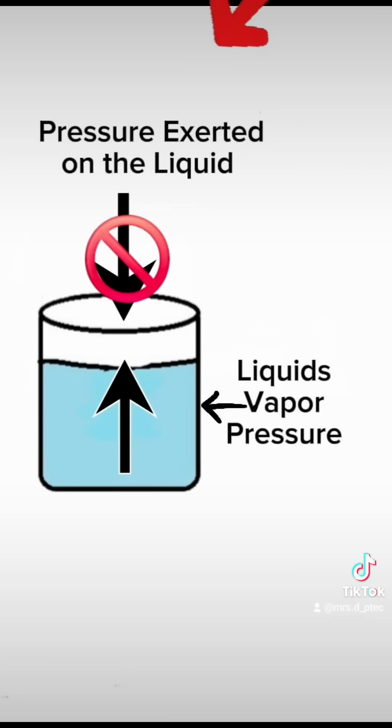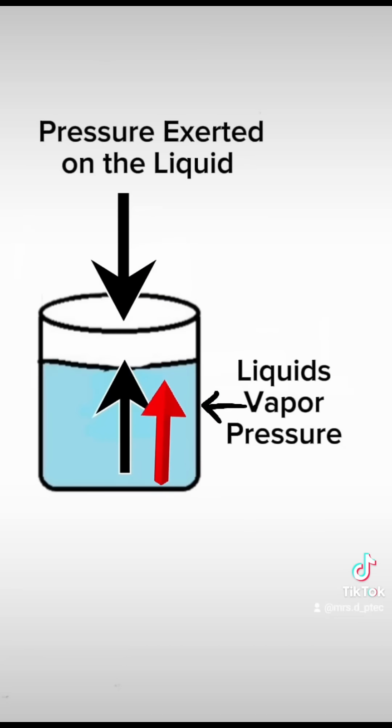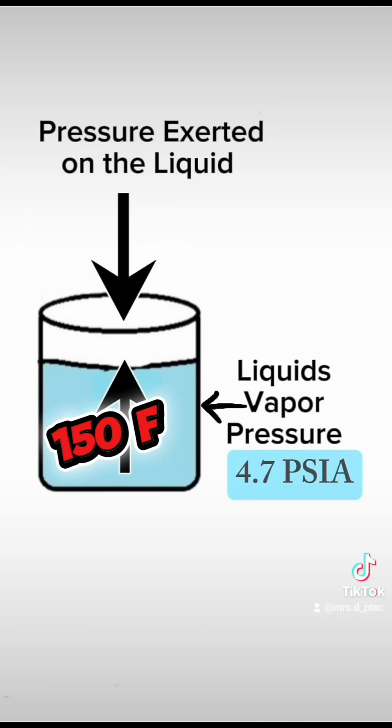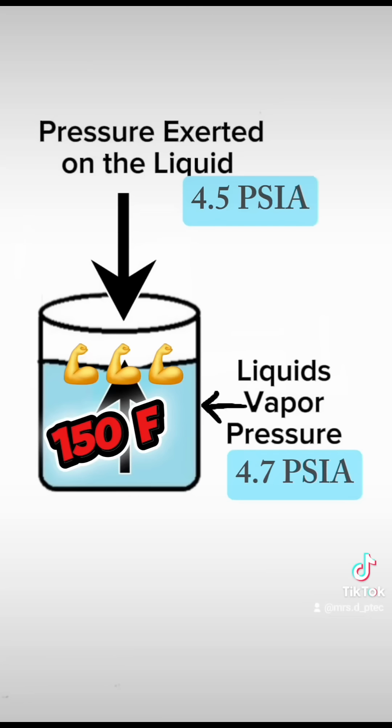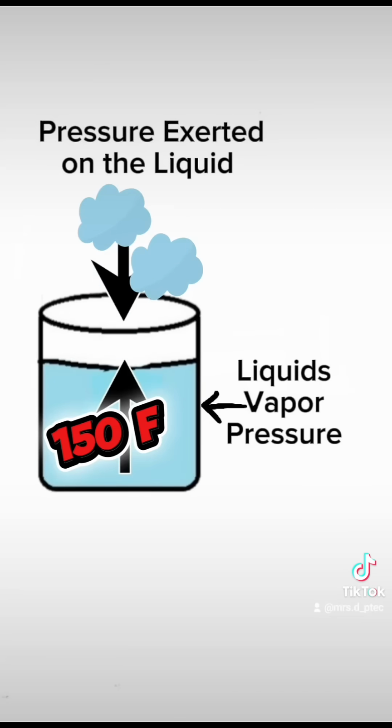If we remove the pressure exerted on water, it makes it easier for the water's vapor pressure to overcome the pressure exerted on it. For example, at 150 degrees Fahrenheit, water's vapor pressure is slightly greater than 4.5 psia. If we use a vacuum pump to decrease the pressure exerted from 14.7 down to 4.5 psia, water's vapor pressure is able to overcome the pressure exerted on it, and we're able to boil at 150 degrees instead of 212 degrees.